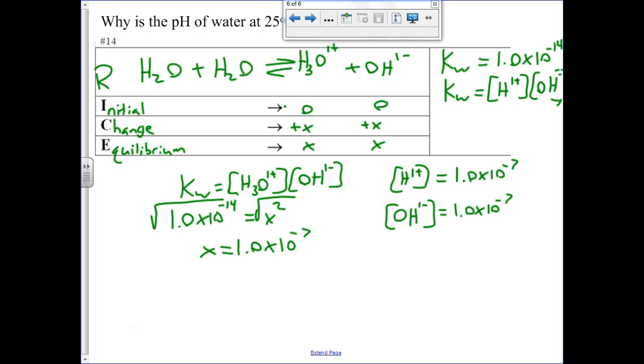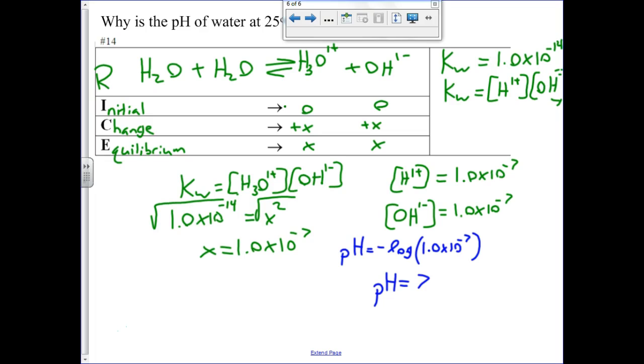What's the equation for pH again? Hydrogen ions, hydronium ions are the same thing for our purposes, like I've said. So we can use that. That's the concentration. That's what we plug in. pH equals 7. Proof.